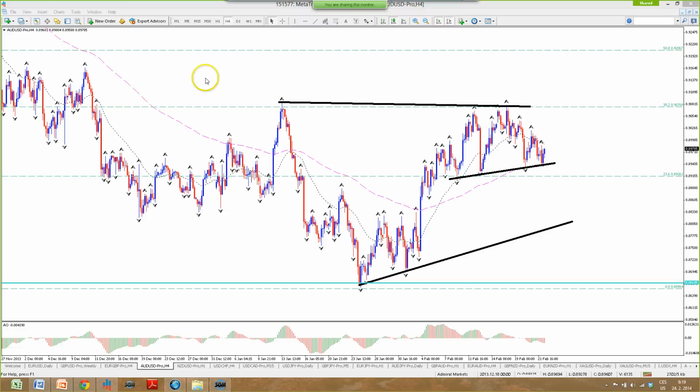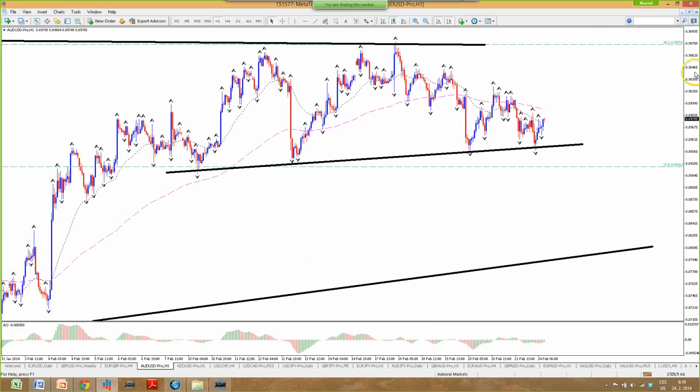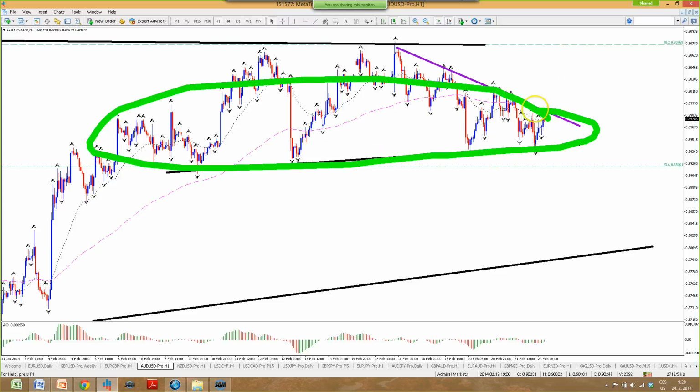So really nothing to add. We could take a look at the hourly, but it's stuck between these two black lines, so there's nothing much really to trade between them. There is a potential for price to break out of this resistance, for instance, and we could see some upside, maybe above this purple up to the top again. I think that's a bit of a risky trade because it's apparently in a very big consolidation, so that's always risky.